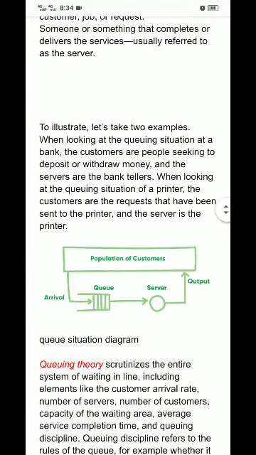To illustrate, let's take two examples. When looking at the queuing situation at a bank, the customers are people seeking to deposit or withdraw money, and the servers are the bank tellers. When looking at the queuing situation of a printer, the customers are the requests that have been sent to the printer, and the server is the printer. So this is the diagram.